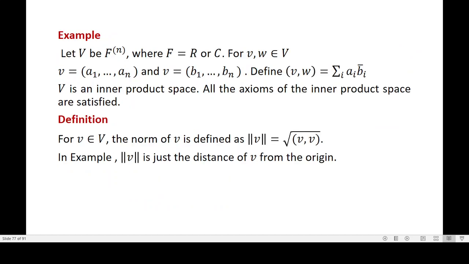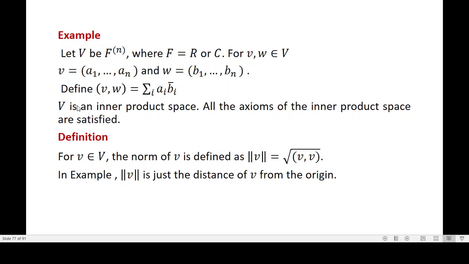Now let us consider one example. Let V be equal to F power n, where F is equal to either real or complex. Now consider any two vectors in V. v is equal to, say, a1 comma a2 etc. an, and w is equal to b1 comma b2 etc. bn. Define inner product of v comma w is equal to a1 b1 bar plus a2 b2 bar plus a3 b3 bar etc. plus an bn bar. Okay. Clearly V is an inner product space because all the axioms of the inner product space are satisfied.